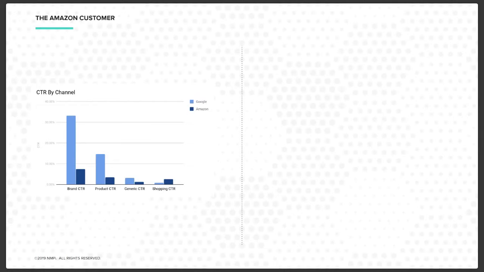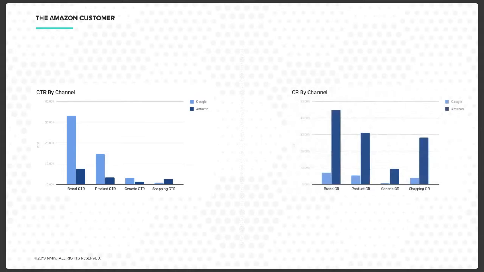What about when the user clicks through the ad? Once they're on the landing page, how do they behave? When looking at the conversion rates, this tells a clear story. The conversion rate on Amazon trumps that of Google by miles. The lowest conversion rate on Amazon is from the generic category, which is higher than the highest conversion rate on Amazon from the branded category.